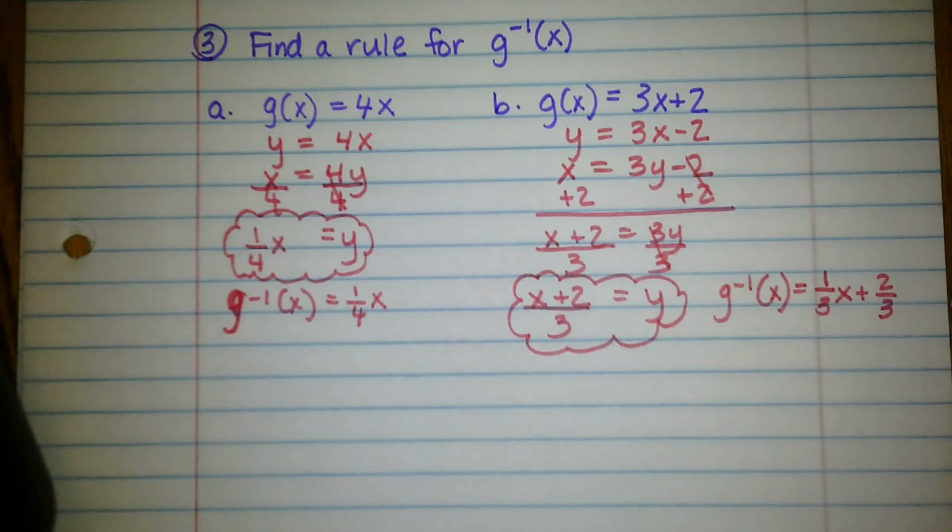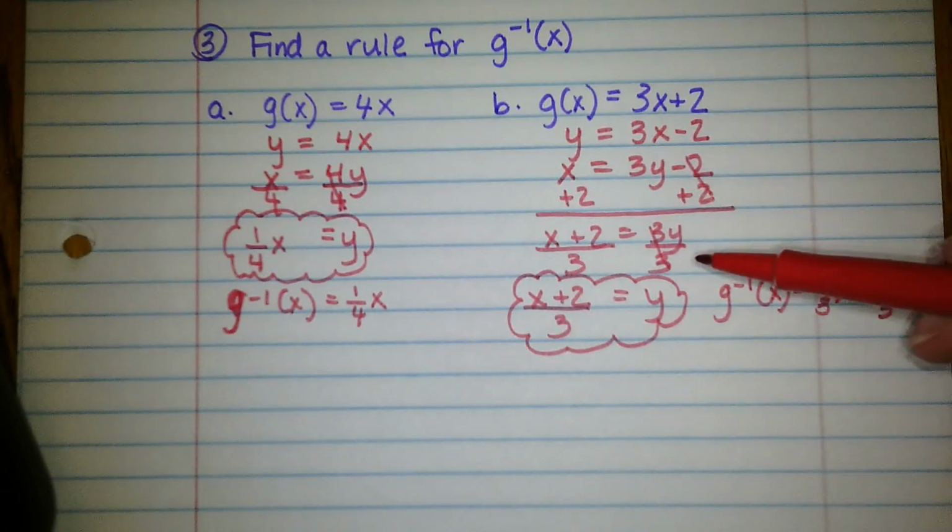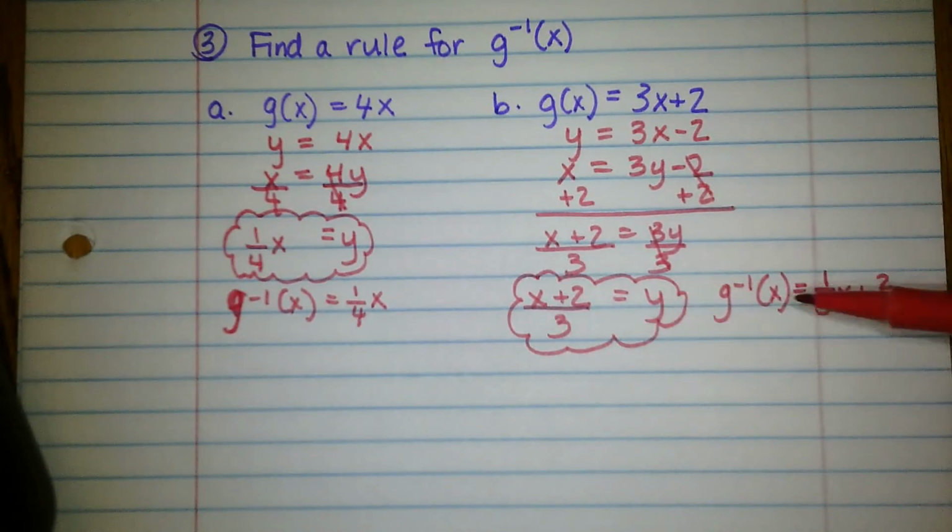You would do part C and part D the same way. You would change your g of x to y, switch your variables, and then solve for y. And when you do that, you'll be all set, ready to go.